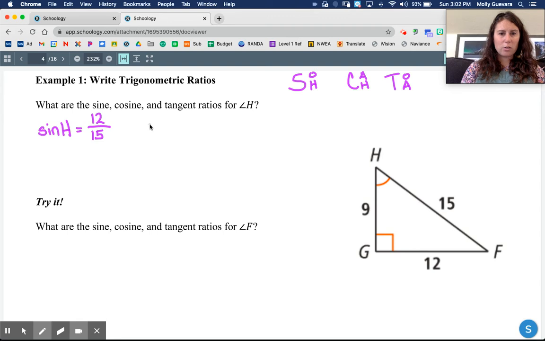Okay, now let's look at cosine. So cosine, and actually typically I put the H in parentheses, so I don't know why I haven't been doing that. So cosine of H, so here again, here's H, is A over H. So the adjacent side over the hypotenuse. Well, my adjacent side is always the one right next to my angle. So that's 9. And my hypotenuse is always across from the right angle. So that's 15.